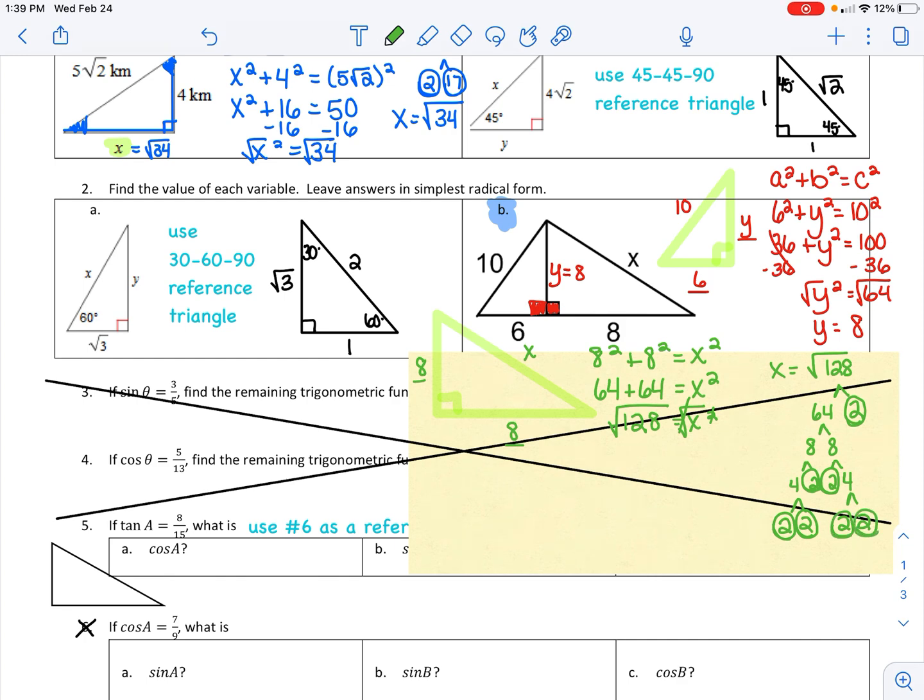So I have a lot of 2s here. I have a pair of 2s here, here, and here. And then I have a loner 2 here. So I'm going to take out a 2 from each pair, and I have 3 of them. And then I have a loner 2 that goes underneath the radical. I end up getting 8 root 2, and that's going to be my final answer for x. Okay, so that one required you to do the Pythagorean theorem twice.